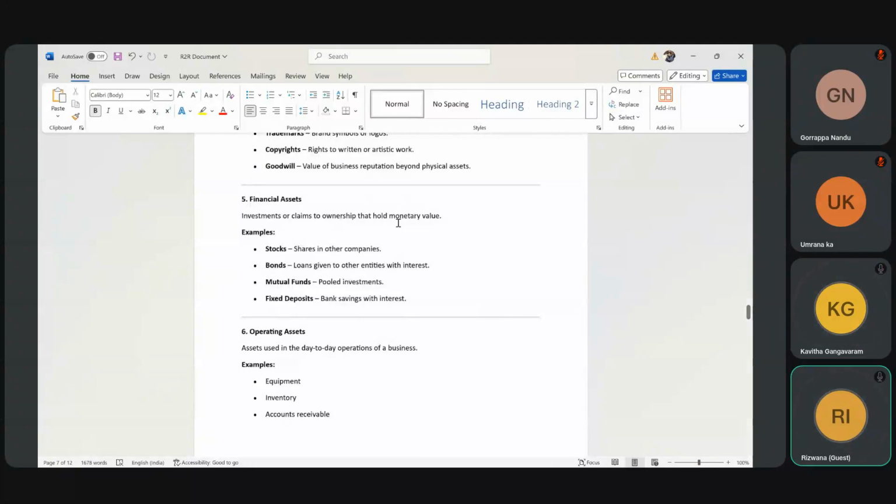Like stocks, shares in the company. If you buy one share today for 10 rupees, in the future, if the business is really going well and it makes profit, it will go up to 100, 200 per share, right? Whatever is the difference is our profit. That is monetary value. And interest is also our monetary value. Our investments with interest, whatever we are getting in return, is our monetary value. So this is financial assets. Understood? Yes, ma'am.